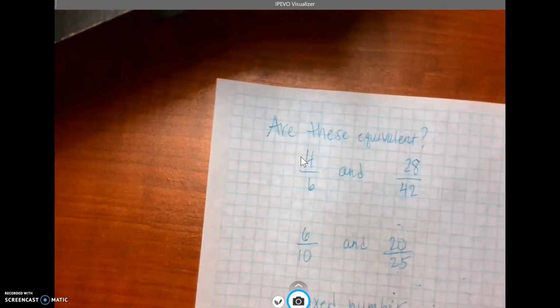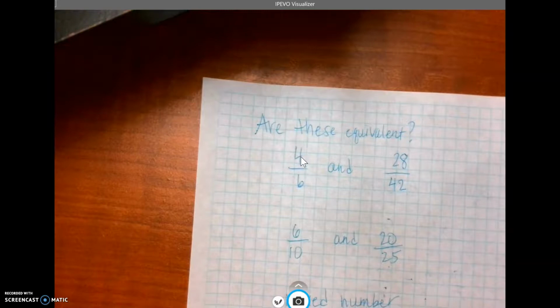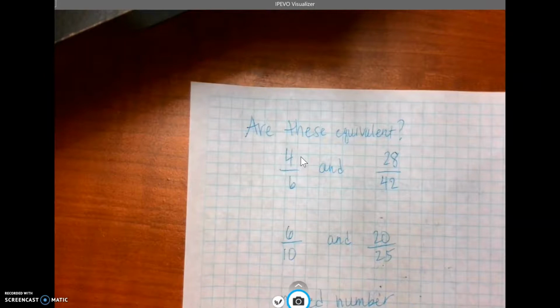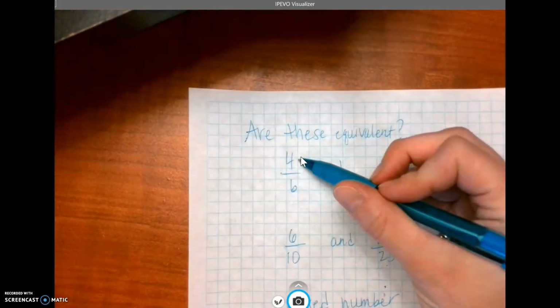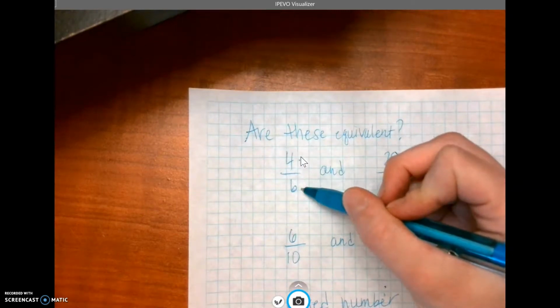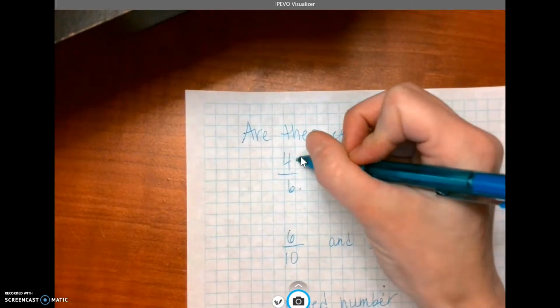The next thing we're going to talk about is how can we tell if two fractions are equivalent? Okay, so draw a line underneath what we just did and write, are these equivalent? 4/6 and 28/42. We want to see if these two are equivalent. So one way is to reduce them. So we're going to reduce both of these and see if they're the same answer. Okay, so 4 and 6 are both even numbers, so I can divide those both by 2.